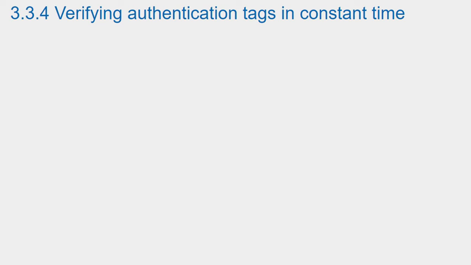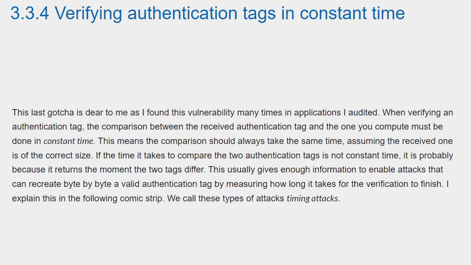Section 3.3.4 Verifying authentication tags in constant time. This last gotcha is dear to me as I found this vulnerability many times in applications I audited. When verifying an authentication tag, the comparison between the received authentication tag and the one you compute must be done in constant time. This means the comparison should always take the same time, assuming the received one is of the correct size. If the time it takes to compare the 2 authentication tags is not constant time, it is probably because it returns the moment the 2 tags differ.